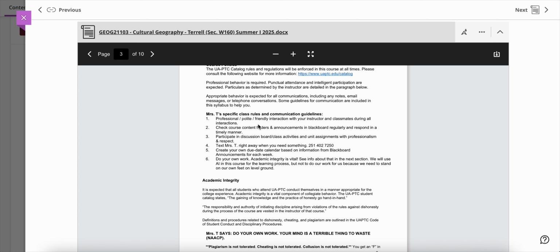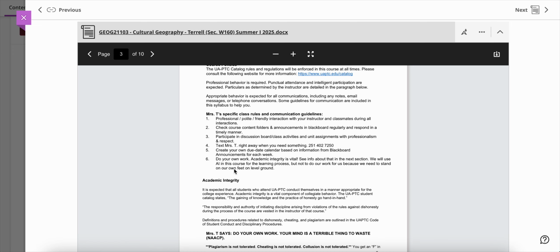And so we will have that type of communication, whether we are talking to each other, whether we're making a video for each other, whether we are typing something in a discussion board, or you are writing a paper for me or something. It's just going to be completely professional, which is polite and friendly and respectful. And so that's what these rules basically say.